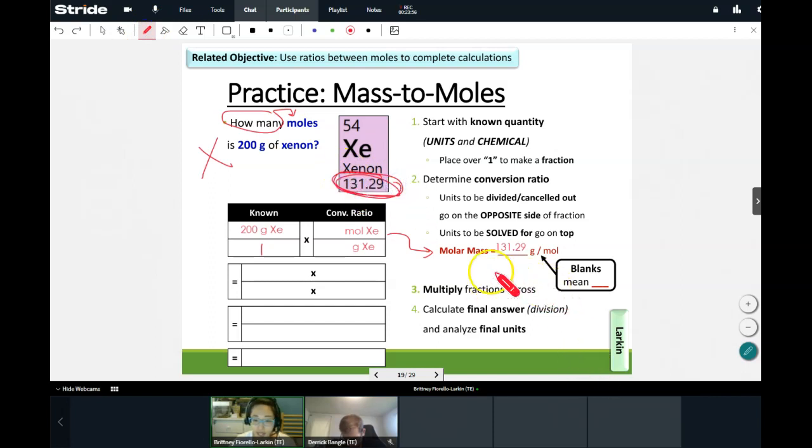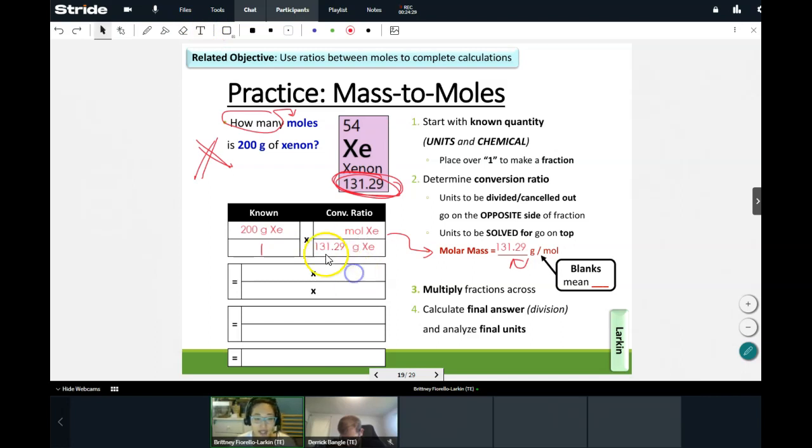So plugging things in, what should go next to grams? Tell me in the chat. What number goes next to grams? Read the number next to grams. Nope, does not come from the question. It needs to come from the molar mass. Take a look where I'm pointing here. What number is next to grams in our molar mass? Has to come from something that's always true. You won't always have 200 grams of xenon, but the molar mass will always be 131.29 grams.